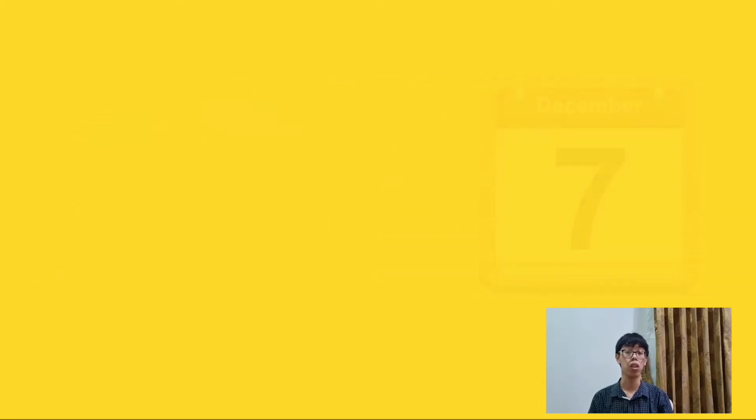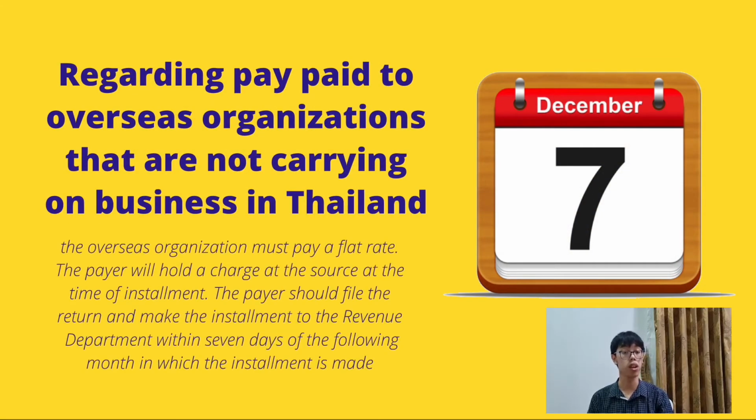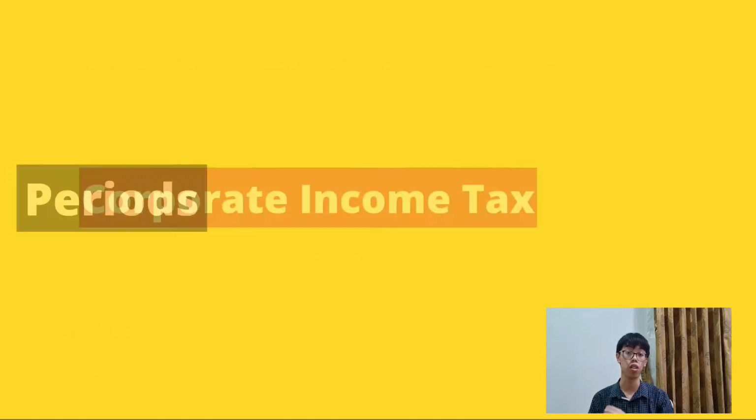Regarding income paid to overseas organizations that are not carrying on business in Thailand, the overseas organization must pay a flat rate. The payer will withhold tax at the source at the time of payment. The payer should file the return and make the payments to the Revenue Department within 7 days of the following month in which the payment is made.